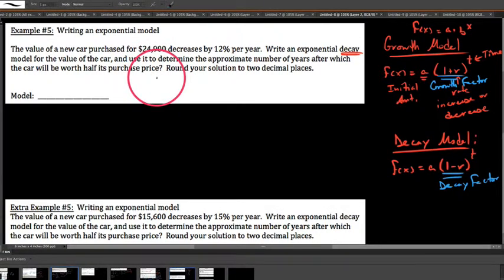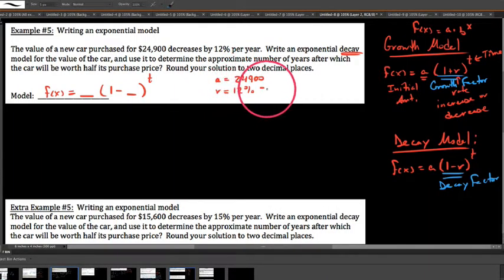And so what we're going to do essentially is look at this as a situation where, in terms of our decay model, it'd have to be f of x equal to an initial amount times 1 minus our rate to the time. You can see that I've already placed an f of x and t here. The only two things I want to know are what are the initial amount and what is the rate. Because we see that our initial amount, our a value, is $24,900 and our rate here is 12%, which we're immediately going to convert to a decimal. We would end up with this expression: 24,900 times 1 minus 0.12.